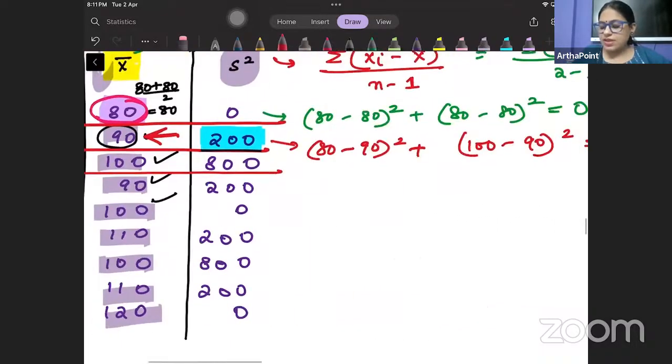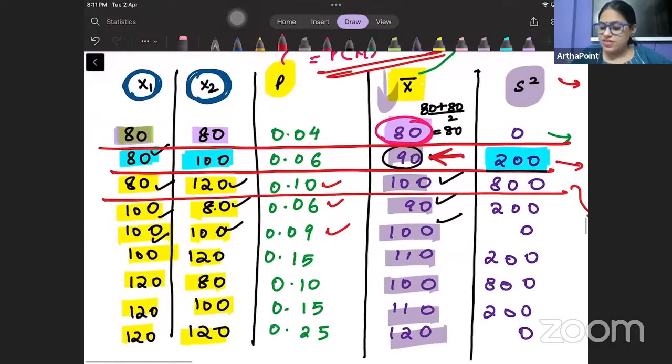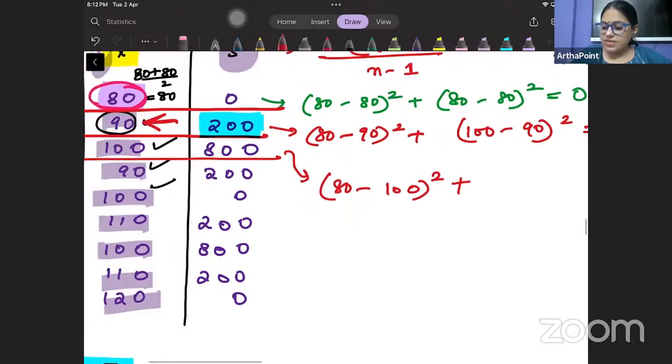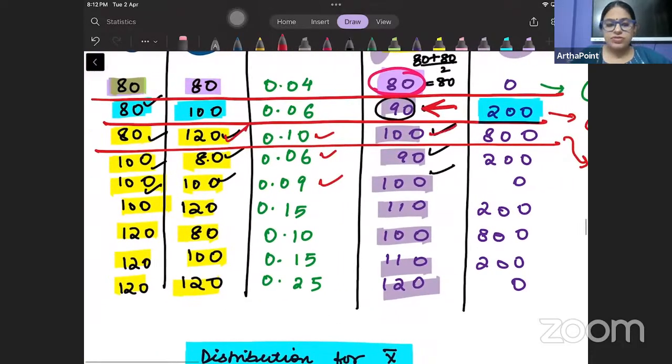तो अब इस केस में हम देखेंगे, so what do we find out? We see 80 minus 100 whole square plus 120 minus 100 whole square.